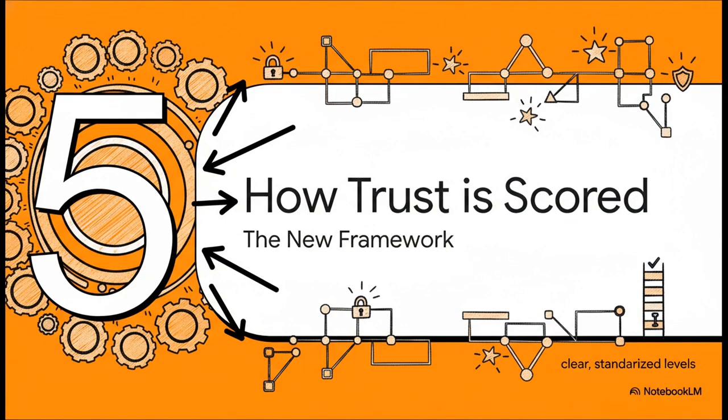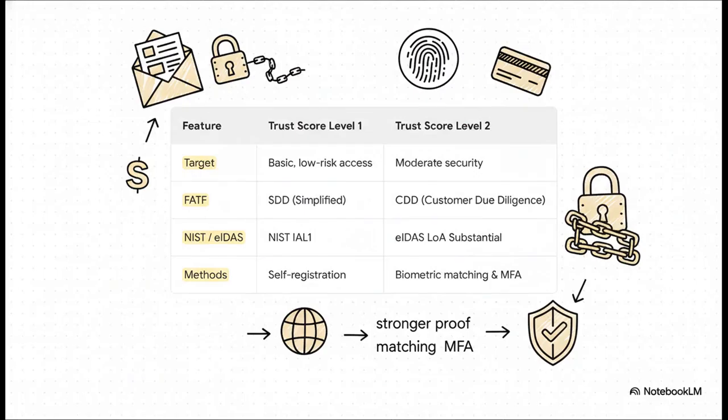So that trust score, how's it actually calculated? Let's pull back the curtain and break down this new framework. It's all about organizing trust into clear, standardized levels that make sense. Okay, let's break this table down. You've got two levels here. Level 1 is your basic, low-risk stuff, like signing up for a newsletter or a simple forum. It lines up with global standards for what's called simplified due diligence. But for more important things, like a financial transaction, you need to be at level 2. That requires much stronger proof, like biometric matching, and it aligns with really strict standards from places like the EU. It's all about matching the right level of proof to the right level of risk.